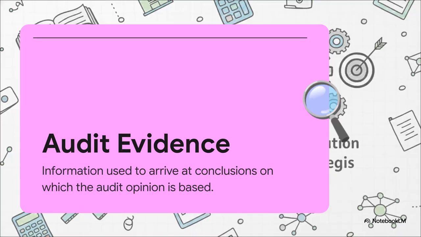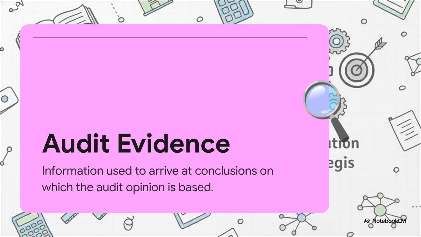So according to ISA 500, that's the International Standard on Auditing, audit evidence is basically the raw information we use to arrive at the conclusions that ultimately form our audit opinion. The absolutely crucial point here is that evidence isn't just about grabbing the biggest mountain of paperwork you can find. It has to be the right amount of the right kind of proof. It demands two things: sufficiency, which is all about the quantity, and appropriateness, which means it has to be highly relevant and completely reliable.